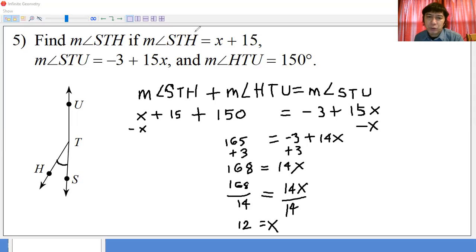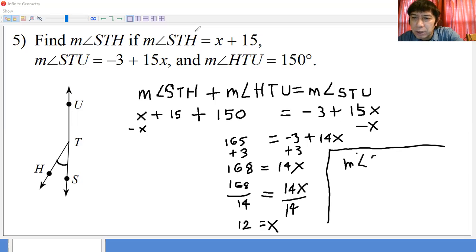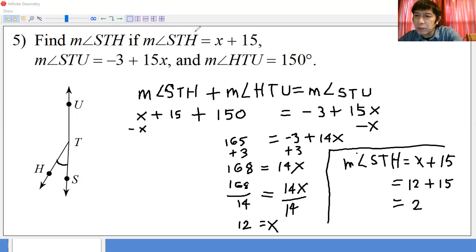And so we will have to use the value of x, which is 12, in solving the required measure of STH. All right, we shall just put it here. The measure of the angle STH is equal to the expression x plus 15. And so we need to use the value of x now, which is 12. This is 12 plus 15. And that should give us 27.